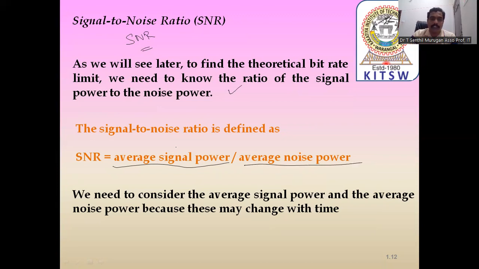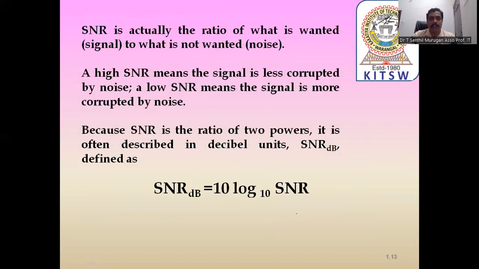What is the original signal power, and what is the noise added to it? That will be calculated under the SNR. We need to consider the average signal power and the average noise power because they may change with time. We don't know the exact value, that's why we take the average.